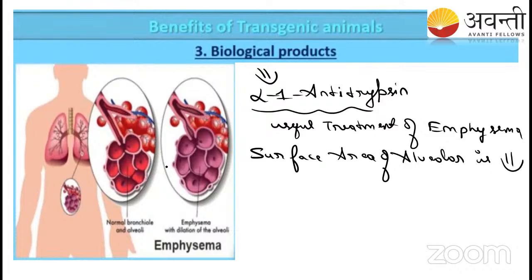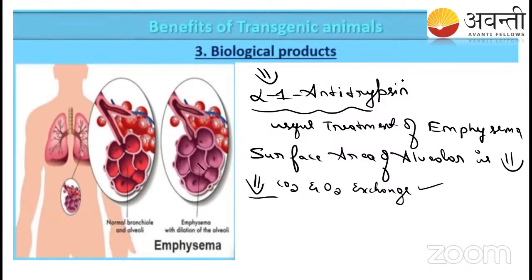So in the emphysema disease, you can see the surface area was decreased. Due to this, what will happen? There is a decrease in carbon dioxide and O2 exchange. You know that, student, right? The oxygen and carbon dioxide exchange takes place in the lungs, in the alveolar region, right? So because of that, there is a decrease in the carbon dioxide and oxygen exchange.